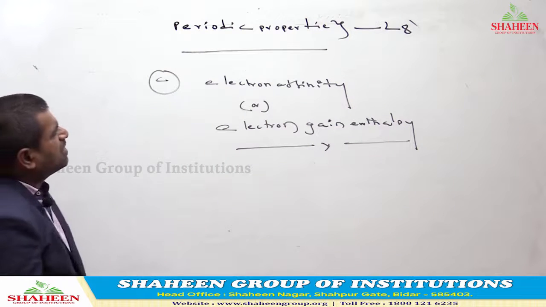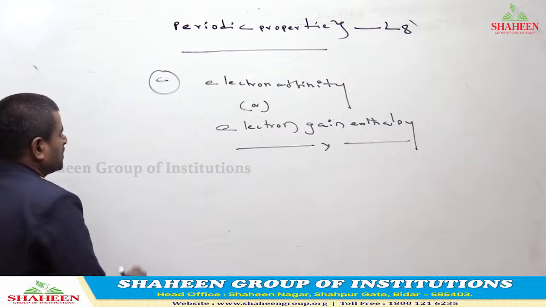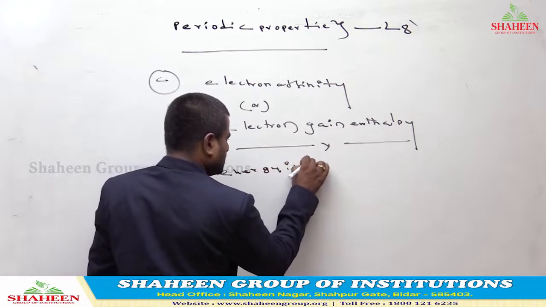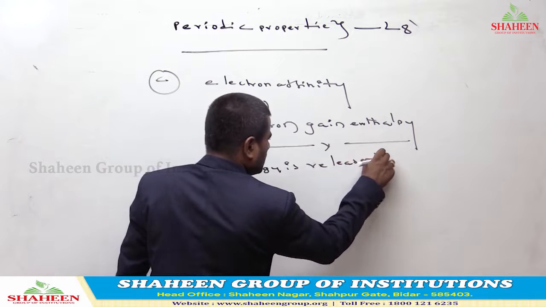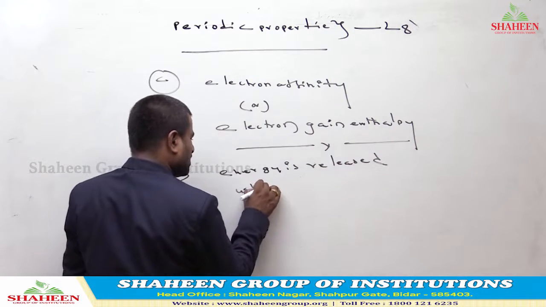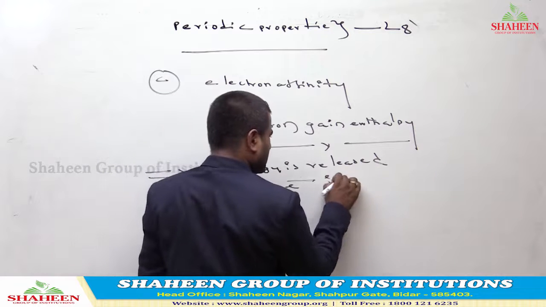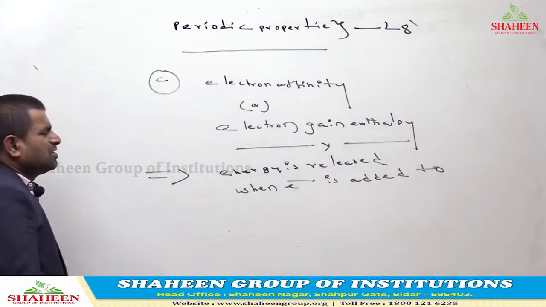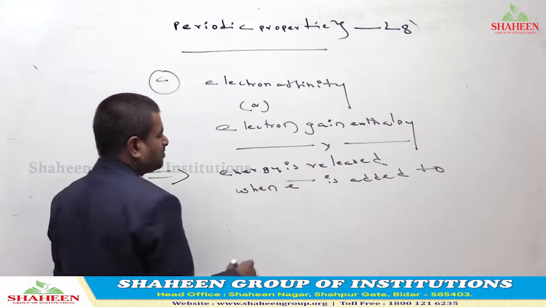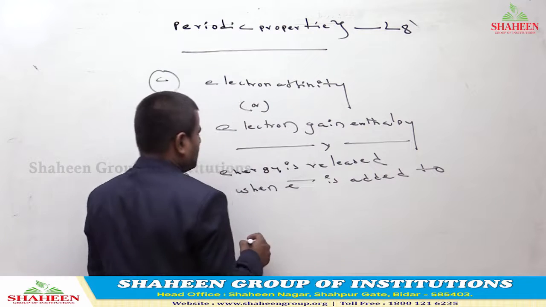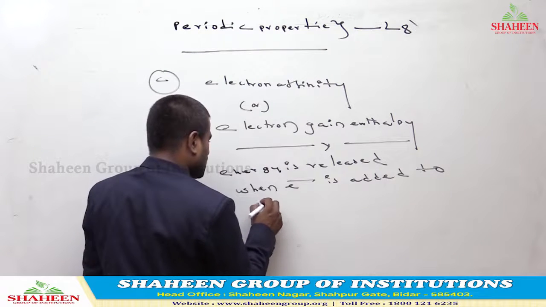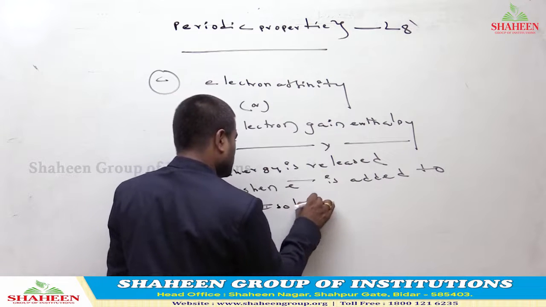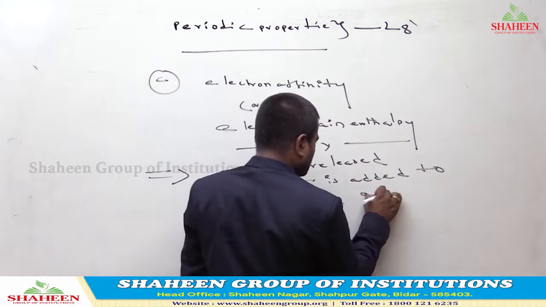Remember, what is electron affinity or electron gain enthalpy? It is the energy released when an electron is added to a gaseous isolated neutral atom.